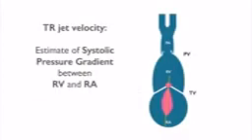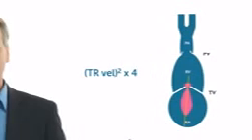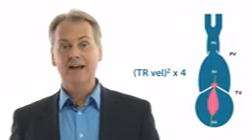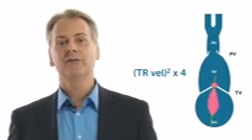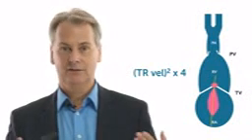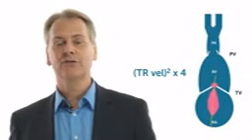Very simple. We just look at the TR jet velocity. The velocity can be measured with the help of continuous wave Doppler. So we look at the peak velocity of that jet, and then we simply plug it into a formula. This formula goes like this. You take the TR velocity, square it, and multiply by 4. This would give you, for example, a value of 36 if you have a velocity of 3 meters. 3 squared is 9, times 4 is 36.